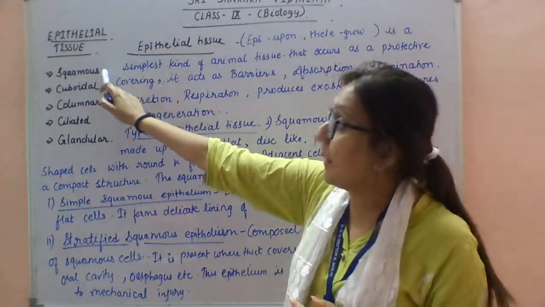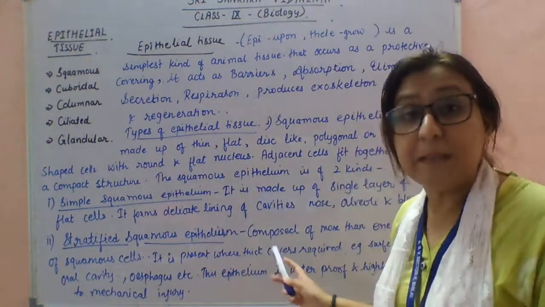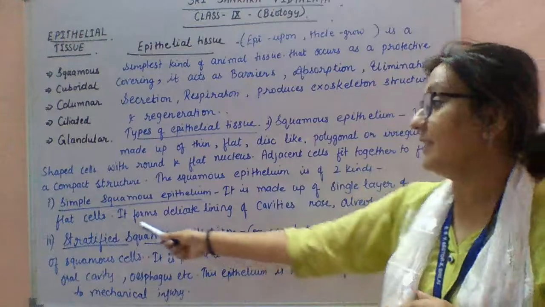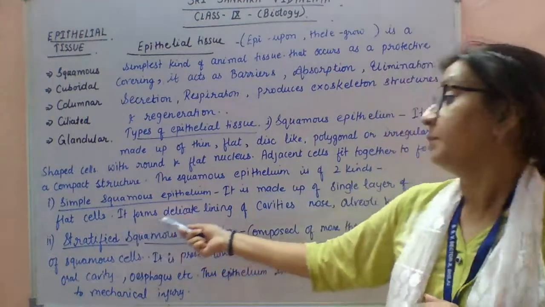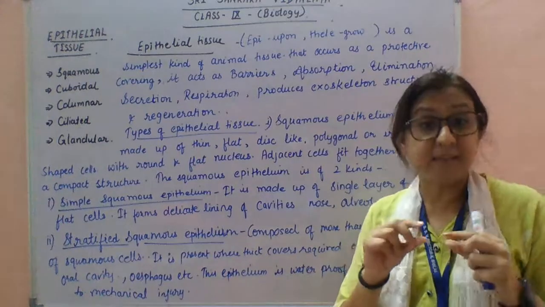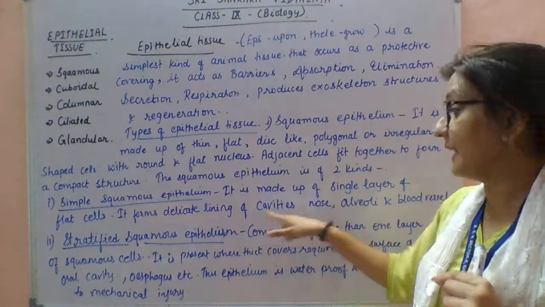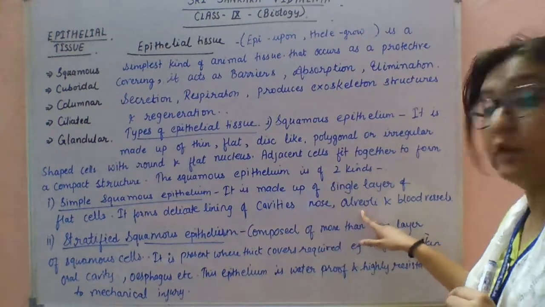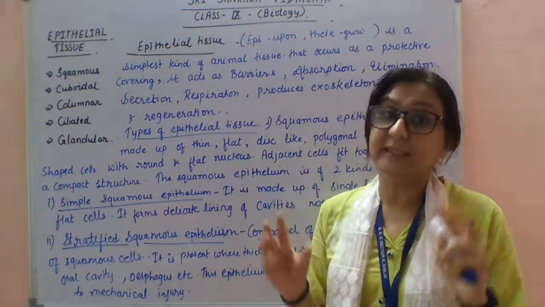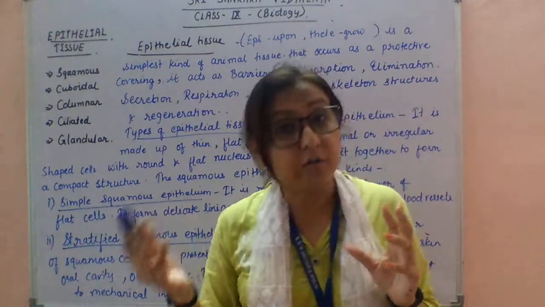As I told you, squamous is further divided into simple and stratified. Simple, as the name suggests, has only a single layer of flat cells. It forms the delicate lining of the cavities of the nose and is also present in the alveoli. Alveoli are balloon-like structures present in the lungs, and they help in the exchange of gases.